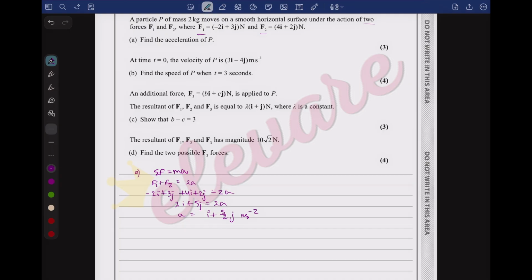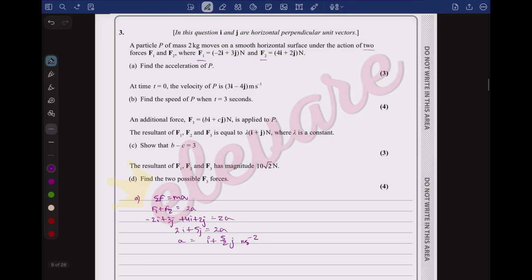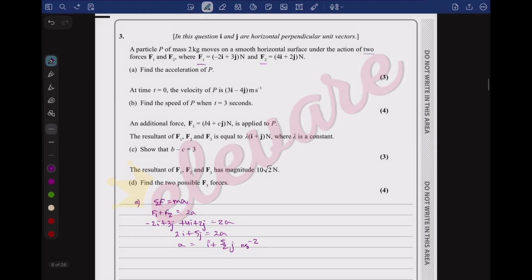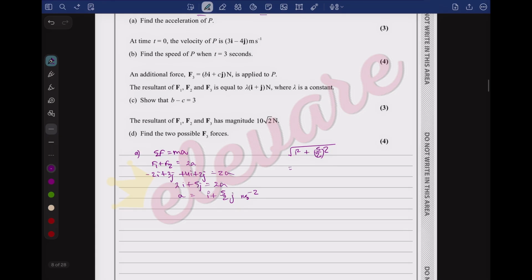That's it. And they didn't specify if they're looking for the magnitude of the acceleration or not. So you should be fine with just the vector form of the acceleration. That is totally fine. But had they asked you for the magnitude of the acceleration, then you would use Pythagoras' theorem to find the magnitude like this: 1 squared plus 5 by 2 squared. That would be your magnitude. But we don't need to find that out right now.